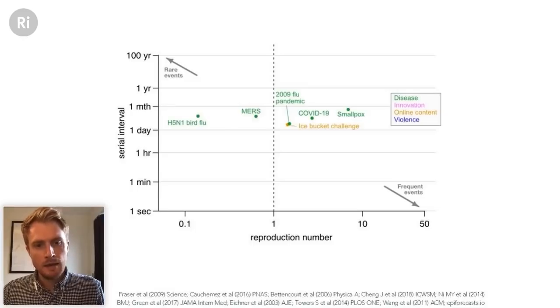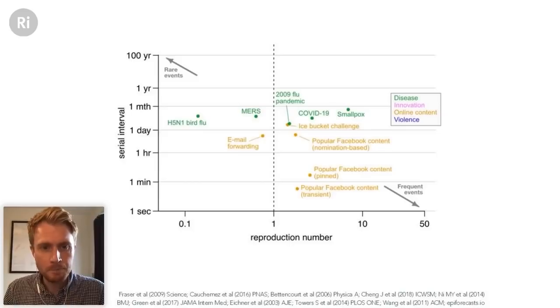And researchers have looked at a number of other forms of online contagion. For example, one group looked at email forwarding within a company. Obviously, very few company emails go exponential, but they often take a few hours for people to reply. Interestingly, Facebook researchers have looked at a number of different forms of really popular content on Facebook. Nomination-based content, so things like the Ice Bucket Challenge, typically have a longer serial interval and a reproduction number in that kind of 1 to 2 range.